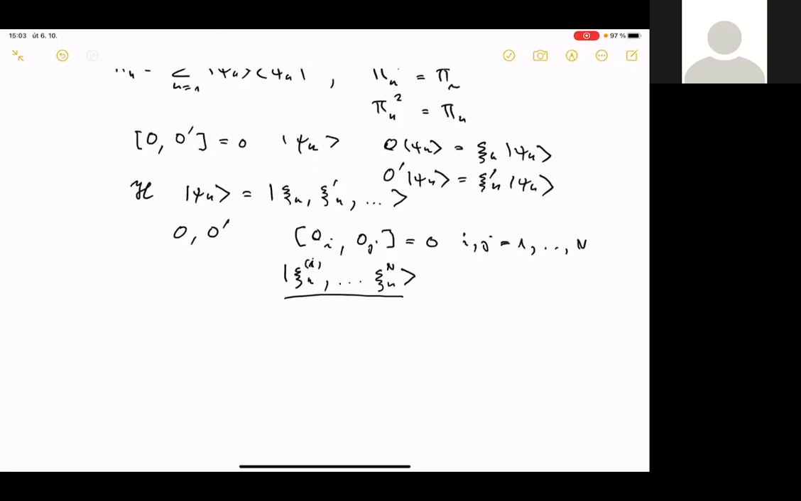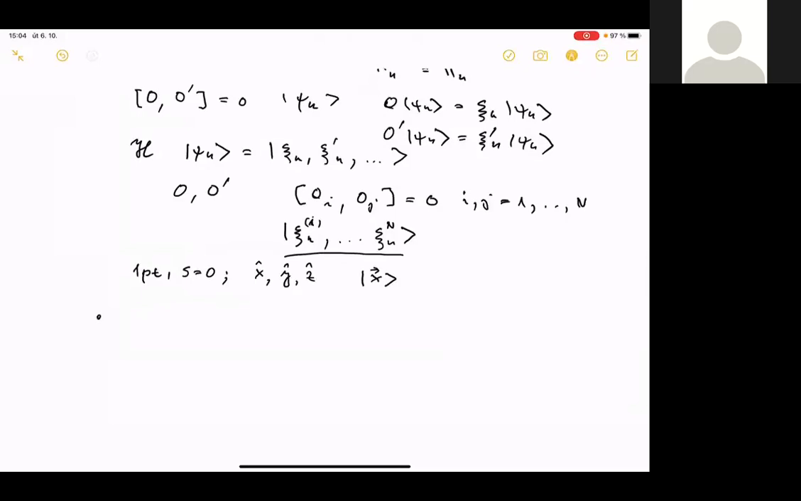You probably know such complete systems of commuting operators. For instance, for one particle with spin 0, such a complete system of commuting operators consists of the operators corresponding to the x coordinate, y coordinate, and z coordinate. And the non-degenerate basis in the Hilbert space is spanned by the vectors which are labeled by eigenvalues of these three commuting operators.